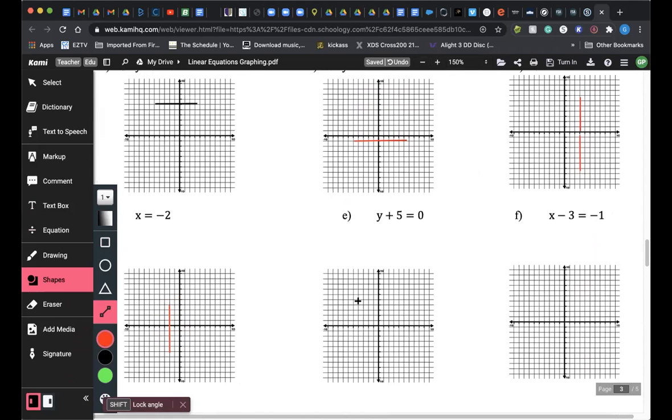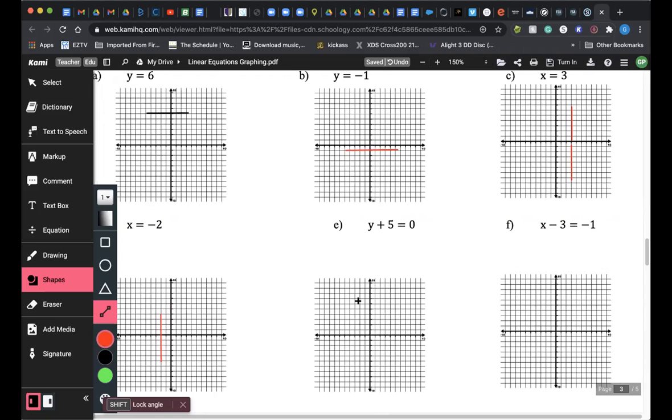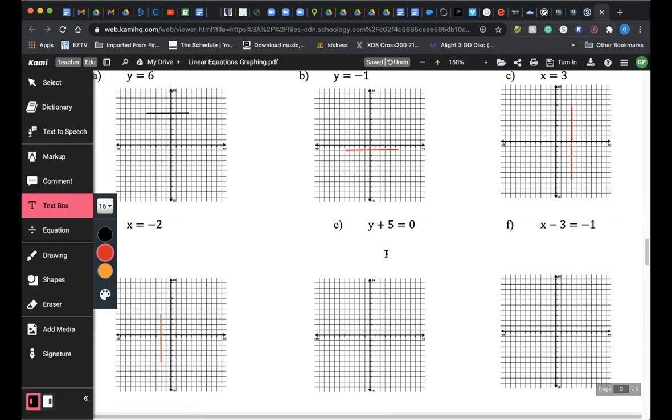All right. Now in letters E and F, we have a little bit of a problem. Not really a problem, but we don't have y equals yet, right? We're getting there, but we have to get the y by itself. What do I need to do to get this y by itself? Right now it's being added to 5. How do I get rid of that 5? What should I do?